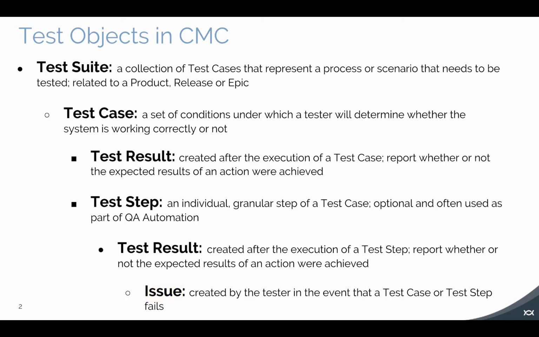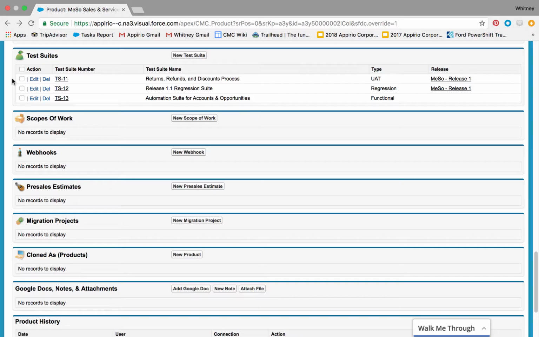Let's go to CMC to review how this testing process looks in a product. Three test suites have already been created in this product. Let's take a look at the testing that's been done in test suite number TS11, which is intended to cover the full product feature of returns, refunds, and discounts process, which is a UAT test suite.